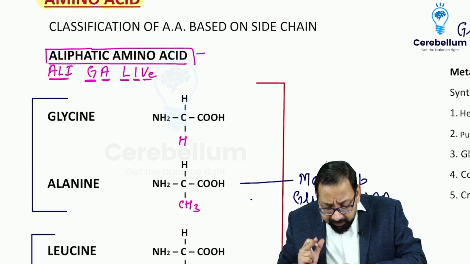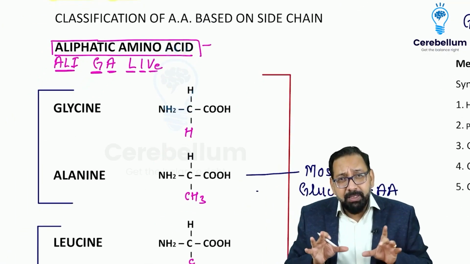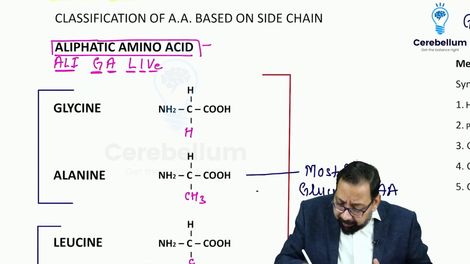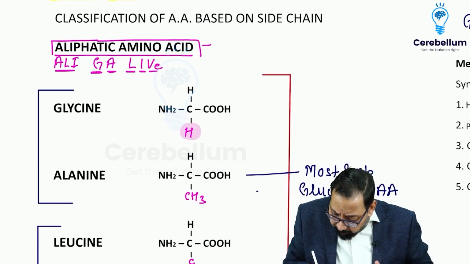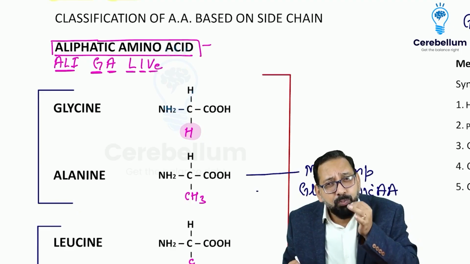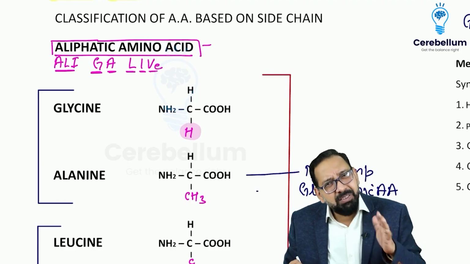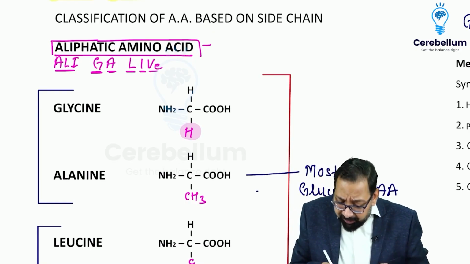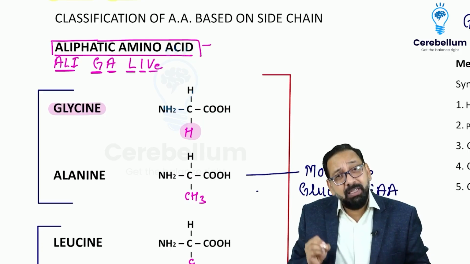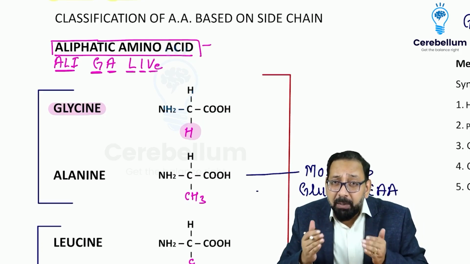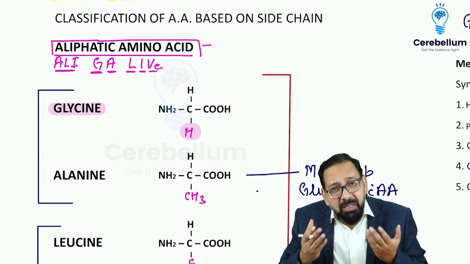So glycine, if you see the structure of glycine, in the side chain there is H. If I ask you the smallest R group, you will say, sir, the smallest atom is H. So you can say glycine has the smallest side chain. So this is the smallest amino acid. This is the simplest amino acid.